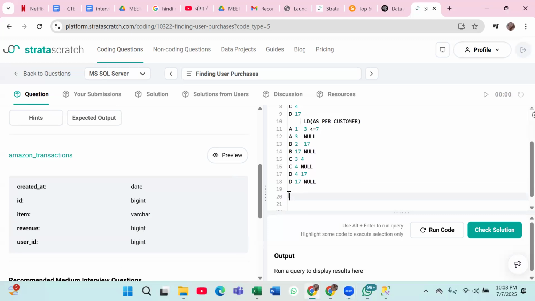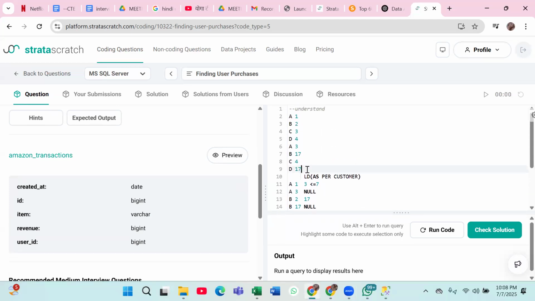Pragya, can you please explain it once more? Sure. How are you finding which people have done their second purchase within 7 days? How are you doing it in your mind? You're just subtracting one date from the other and then seeing whether it is within 7 days or not, right? That's what you are doing in your mind as well. Am I correct? Yes. So that's what we are doing here also.